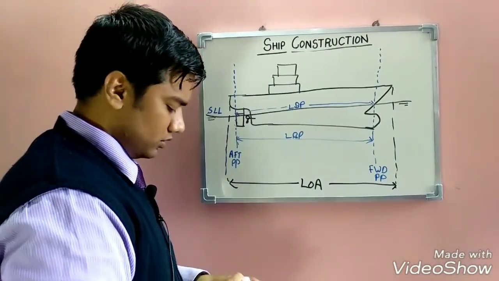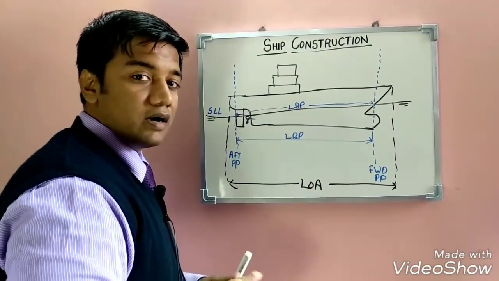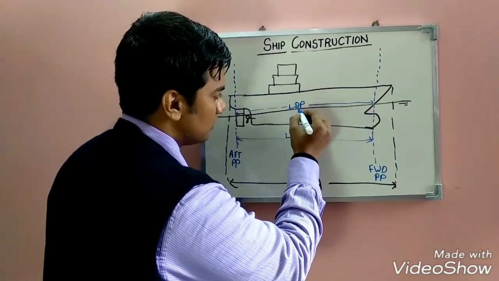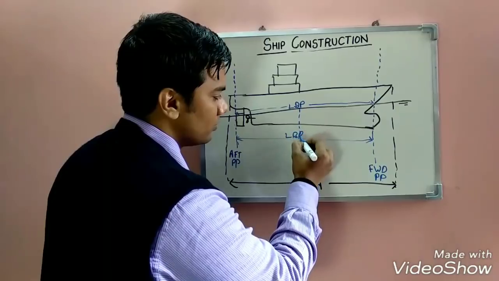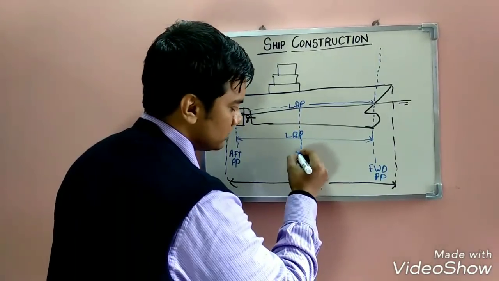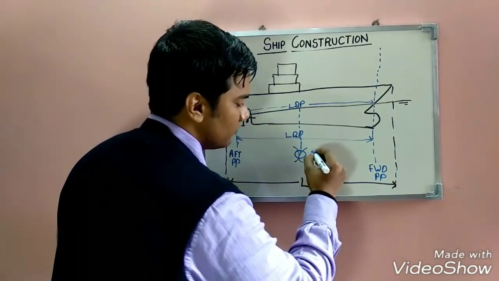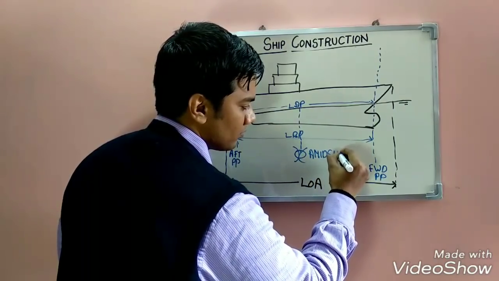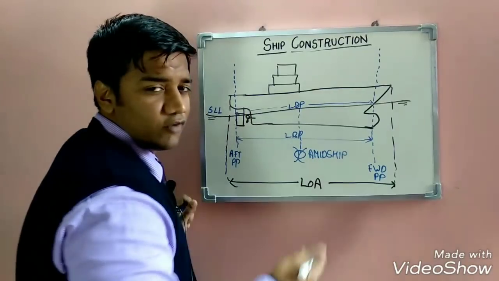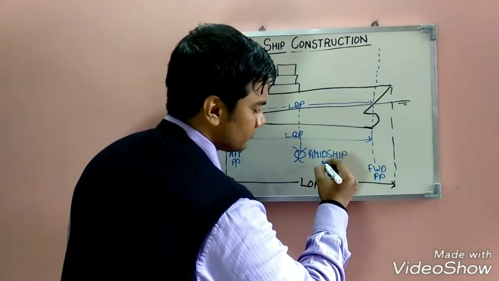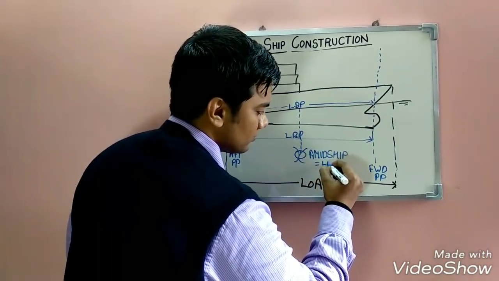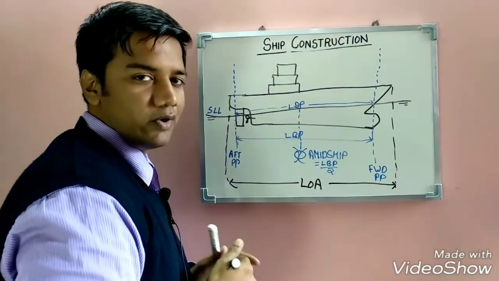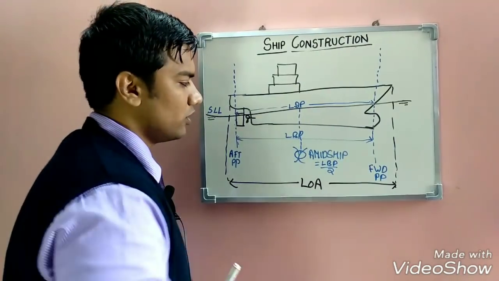Okay. Now, coming to midship. Midship is the center of your length between perpendiculars. This is the symbol for midship. The formula for midship is LBP by 2. Length between perpendiculars divided by 2 is your midship.